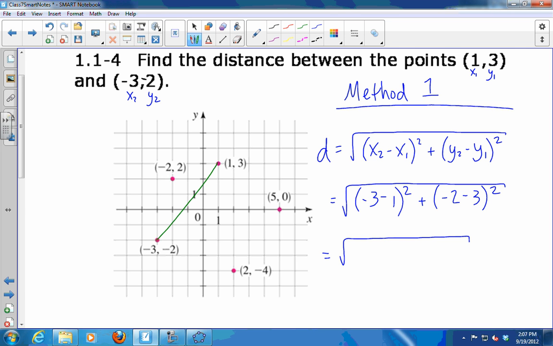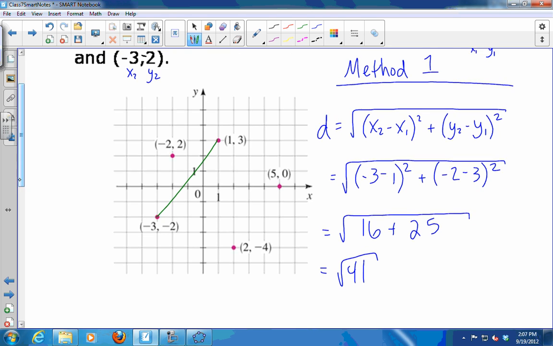So -3 minus 1 is -4. What is -4 squared? 16, positive 16. -4 times -4. And -2 minus 3 is -5, and when I square it, I get positive 25. So this ends up as the square root of 41. And what does that come out to as a decimal if you put it in your calculator? About 6.4, we'll say.